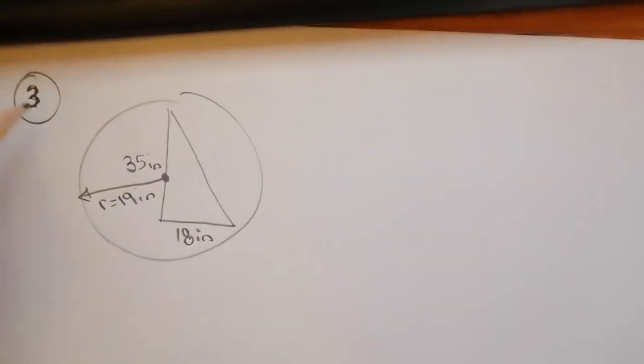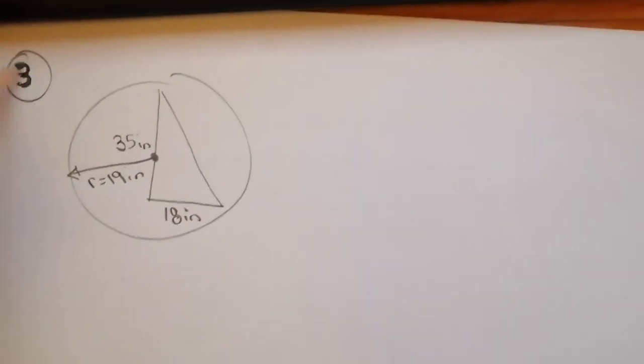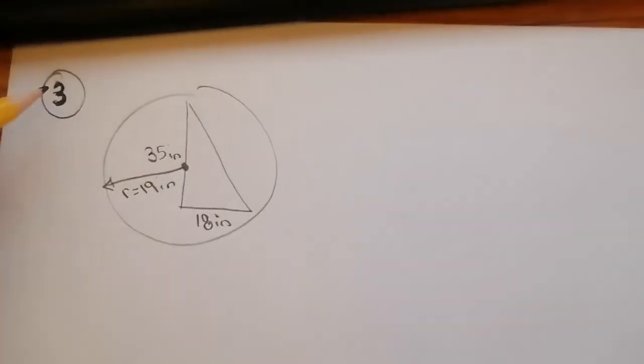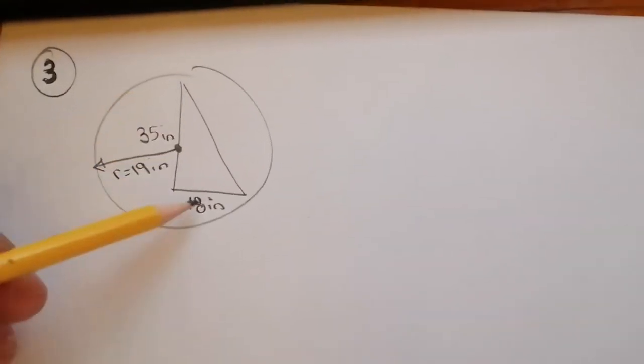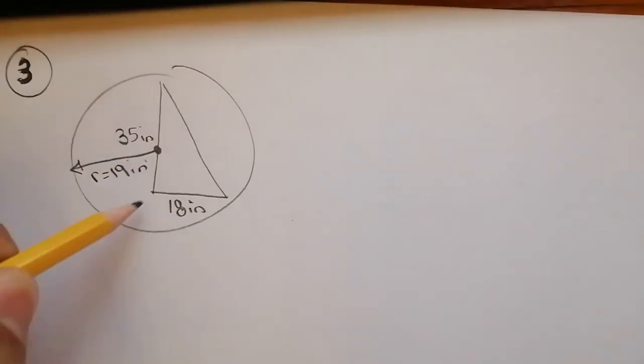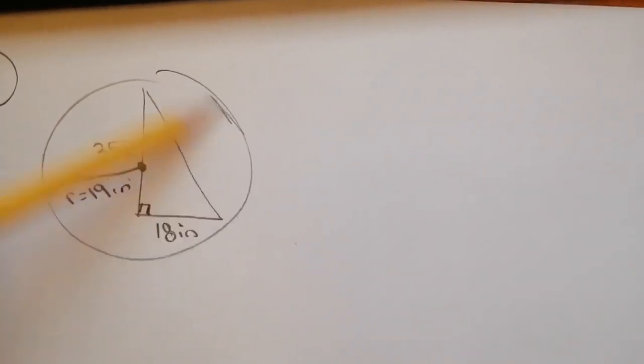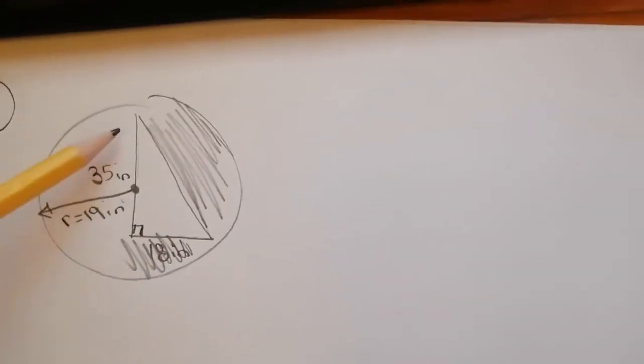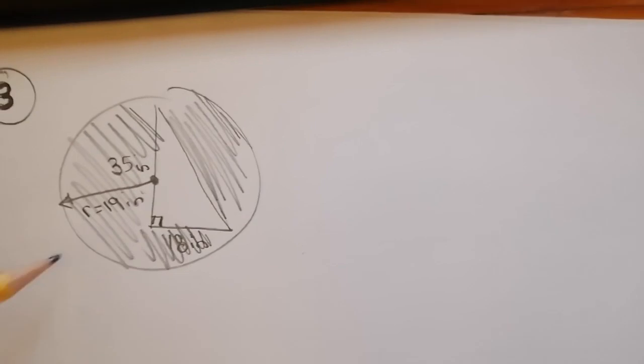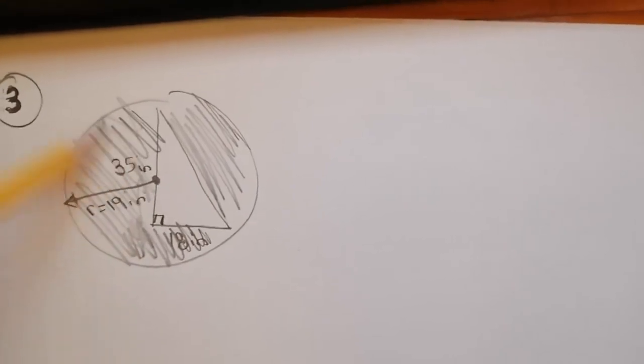All right, so number 3, I'm going to cover number 3 today. You have a circle, and inside that circle you have a right triangle, right? So you want to find the area of the shaded region. In this case, the shaded region would be this portion that's around the right triangle. So you want to find that area.